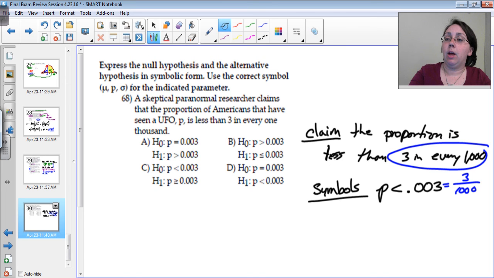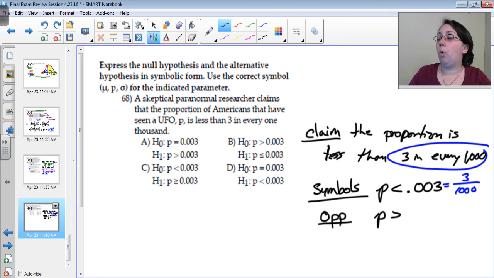Now, I like to write the opposite of those symbols right now. So what is the opposite of P less than? Or equal to. Very good. Now we can write what?